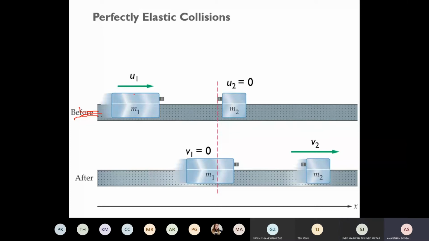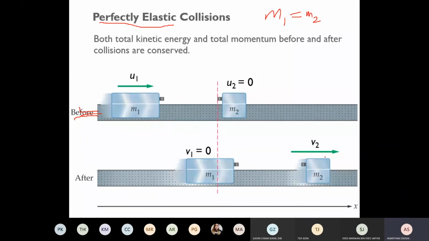So here M1 moves with U1, M2 is stationary. When M1 goes and collides, what happened? M1 comes to rest, M2 moves forward with V2. And this is called perfectly elastic collision. This is one condition: M1 same as M2. The two gliders are the same, and the first one goes and collides with U1. After colliding, the first one will come completely to rest. The second one will move forward with the same velocity as U1. Both the total kinetic energy and the total momentum before and after collision are conserved.